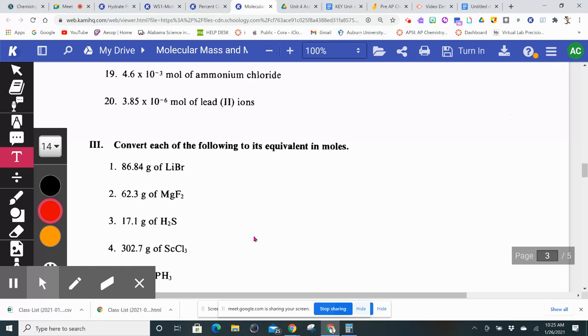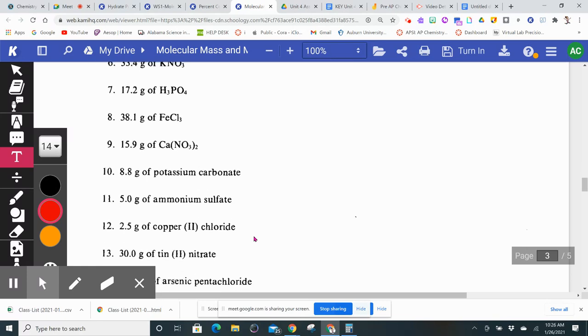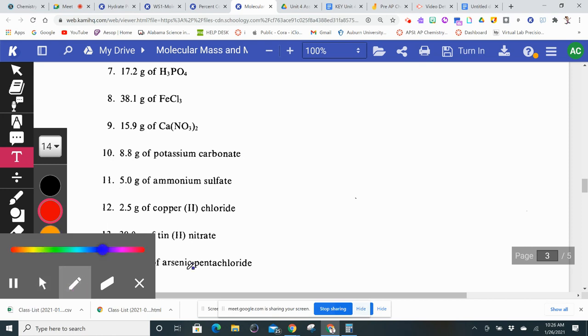Okay, all right, so we're going to go here. Let's try one of these. Let's try number 10. 8.8 grams of potassium carbonate, and we have to change it to moles. So now we're doing the reverse. It's going in the other direction. So what is the formula for potassium carbonate before we start? Because that's where we have to go. Potassium carbonate.